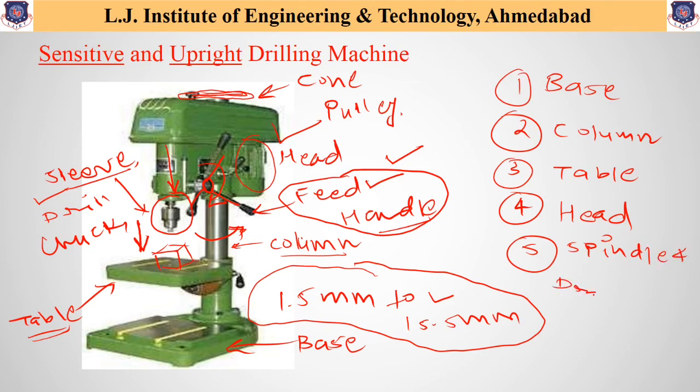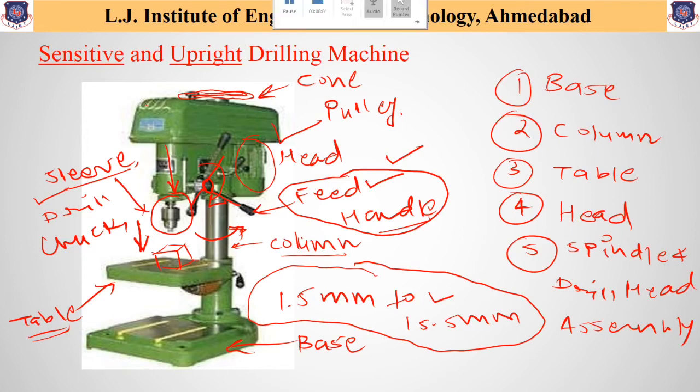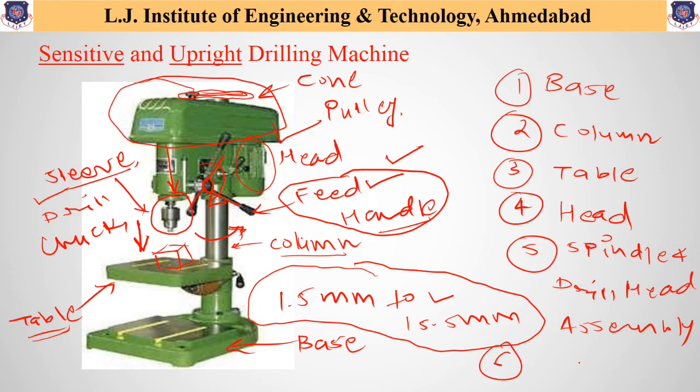And drill head assembly, which is available at the top portion of the column, means in this particular region. And the last one, that is the spindle drive mechanism, and this mechanism has different arrangements.